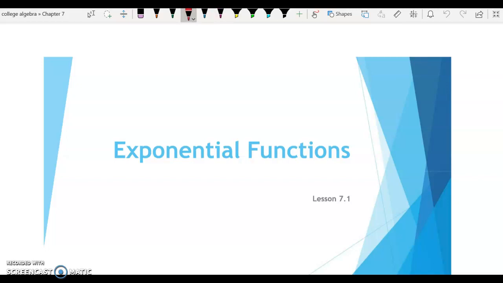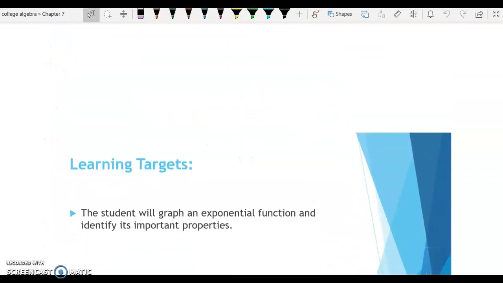This is how it's usually going to work. We do a video, and then we'll do a couple questions within the video, and I'll have you guys submit those on Classroom, and then there'll be an assignment, usually a Hawks assignment. So today's exponential function, 7.1.